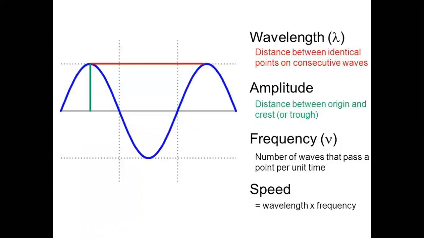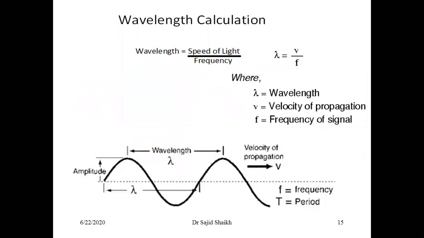Okay. Now if we want to find the relationship between lambda, the wavelength, and frequency, what will be the formula? If you want to calculate the wavelength, it is the speed of light divided by frequency. That is, lambda is equal to v divided by f. In some books the speed of light is denoted by v, or in some books by c. So don't get confused. It may be v or c.